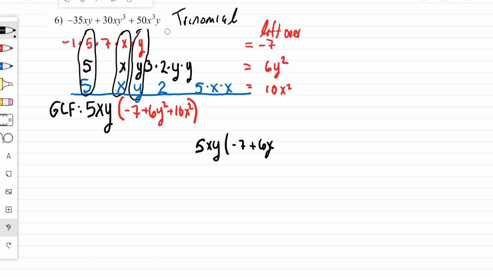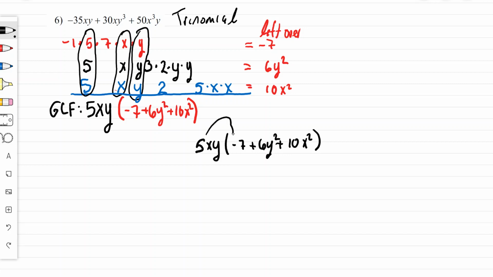Let me redo my y. I could do so much better than this. Y squared plus 10x squared). Okay, let's see if this works, because I should get out what I started with.